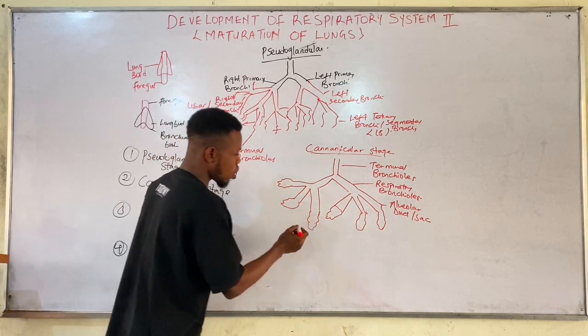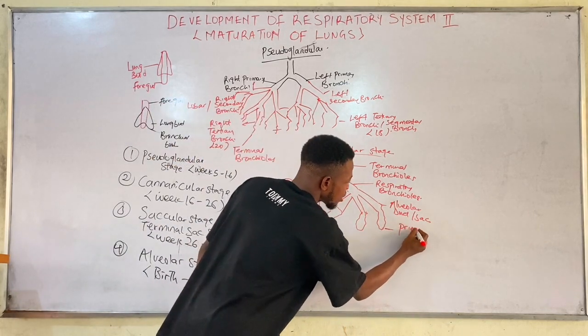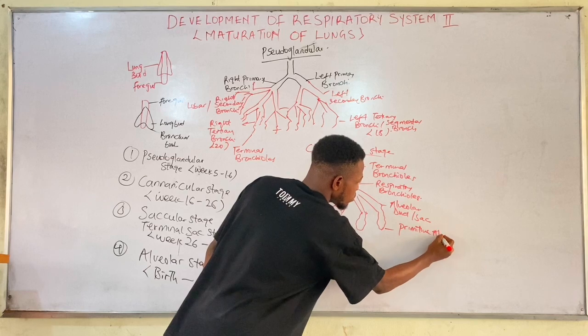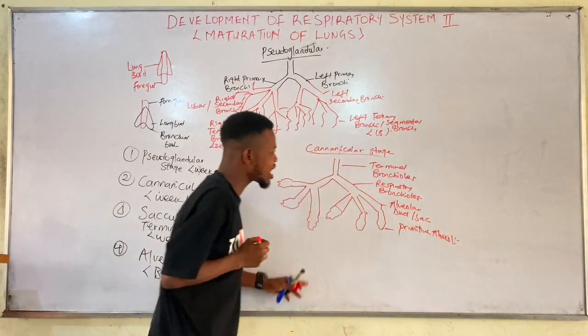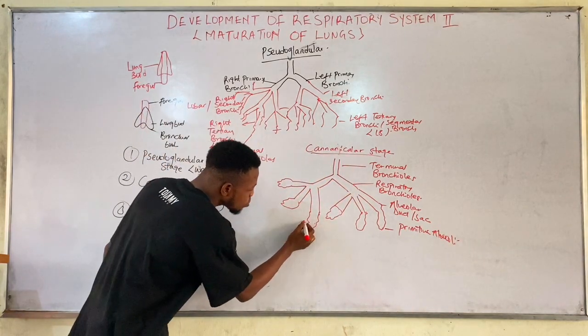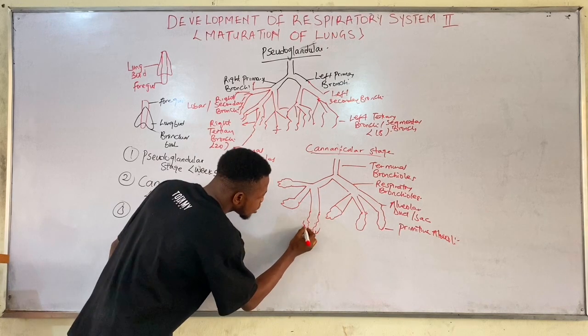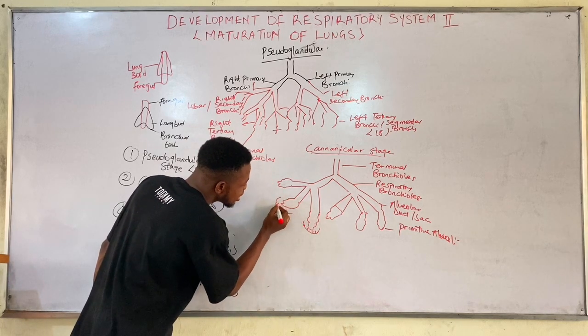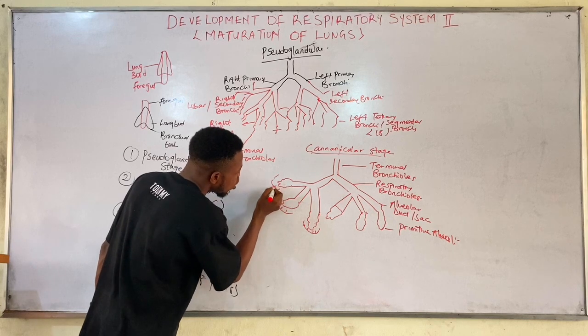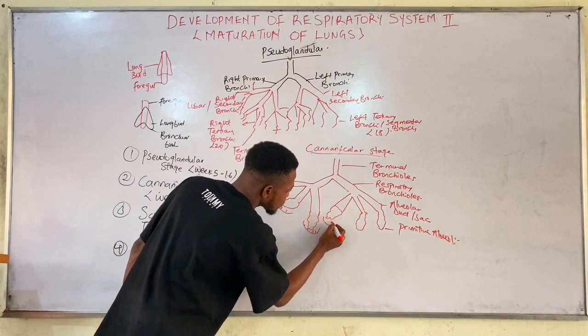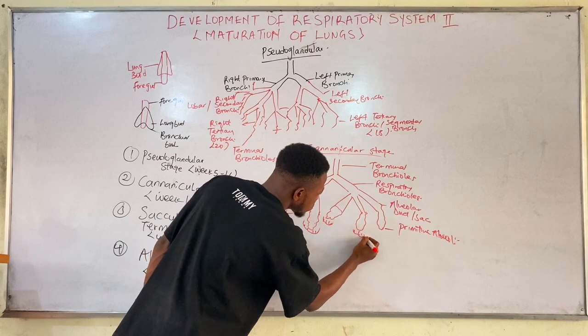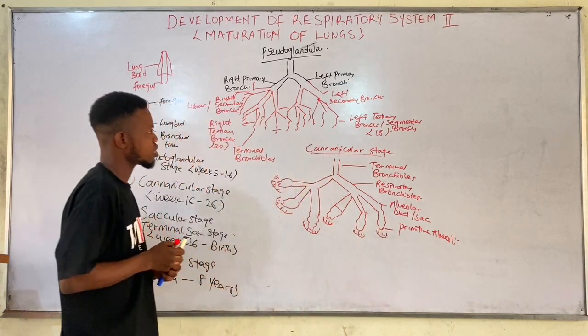Yes, so these are primitive alveoli. And the last thing that develops in the canalicular stage is the what? Pulmonary capillaries that are going to feed the alveoli with what? With blood. Yes, pulmonary capillaries also form.